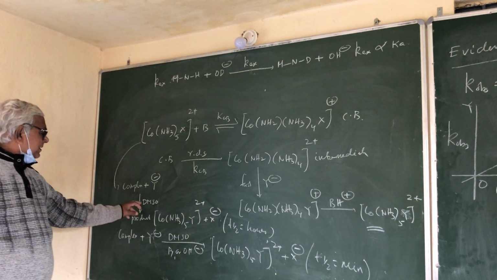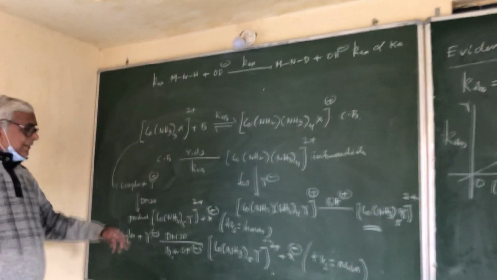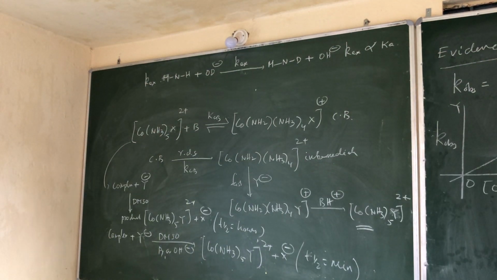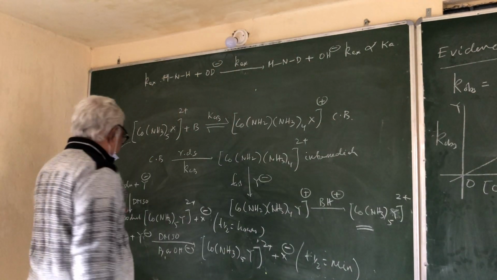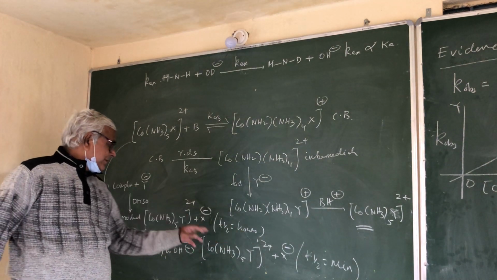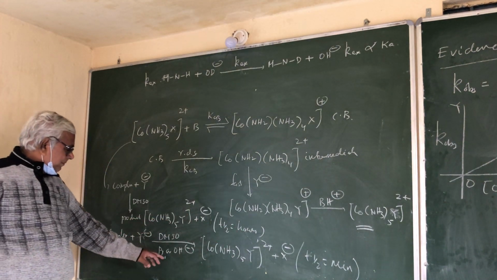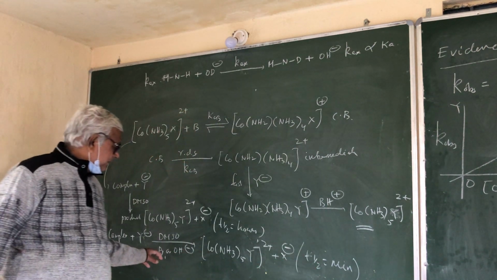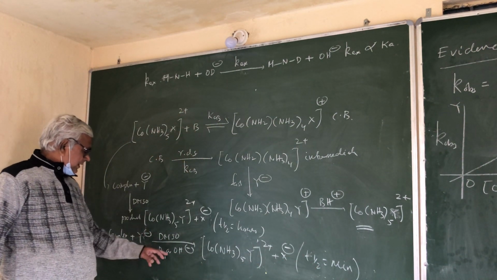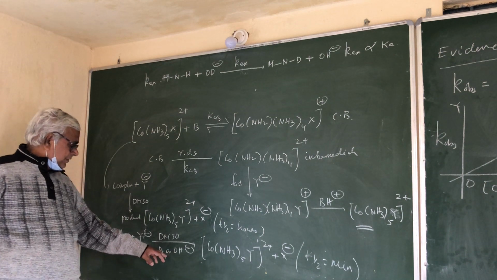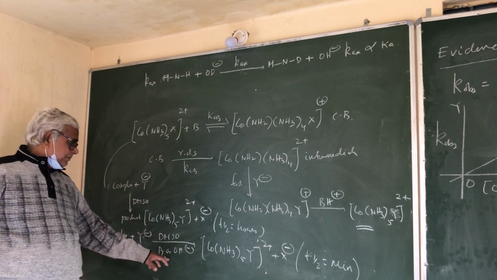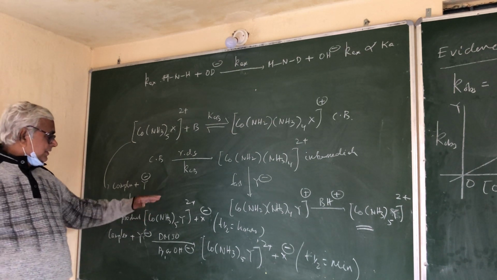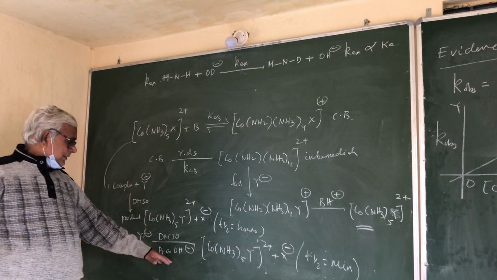In the absence of water, in dimethyl sulfoxide medium, the rate of substitution is very, very slow. T half is in hours. But when you give hydroxide or pyridine, the rate is very, very fast. Why? Because in this situation, conjugate base formation is possible. Here, conjugate base formation is not possible. So therefore, this rate is slow, this rate is high.